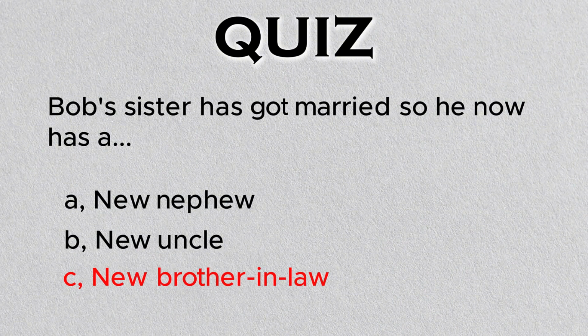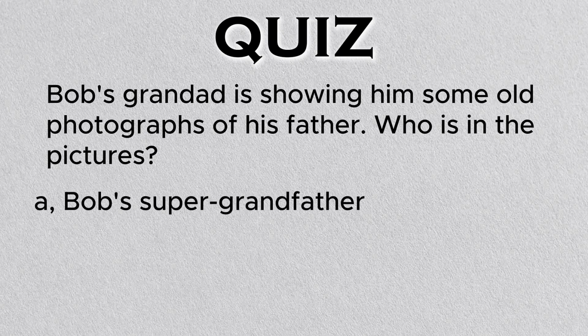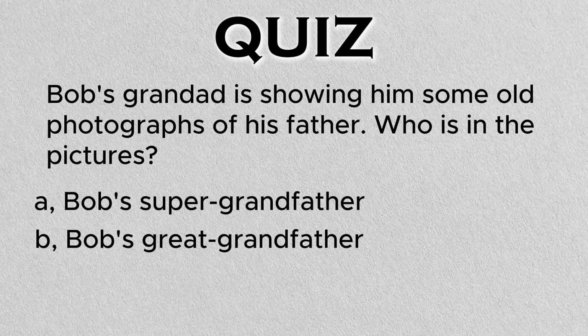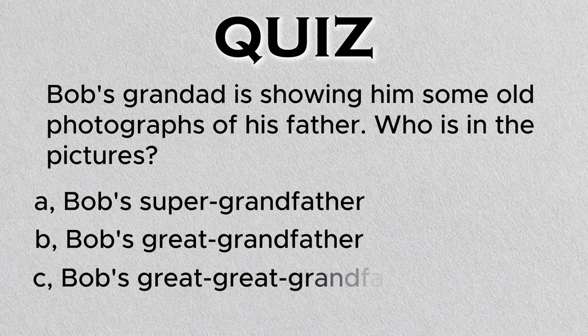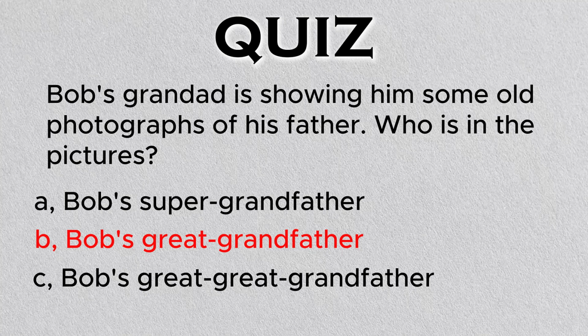New brother-in-law. Bob's granddad is showing him some old photos of his father. Who's in the pictures? Is it A, Bob's super-grandfather, B, Bob's great-grandfather, or C, Bob's great-great-grandfather? And the answer is B. Bob's great-grandfather.